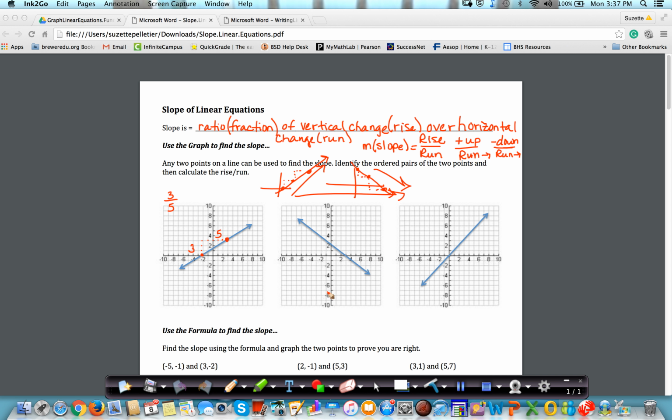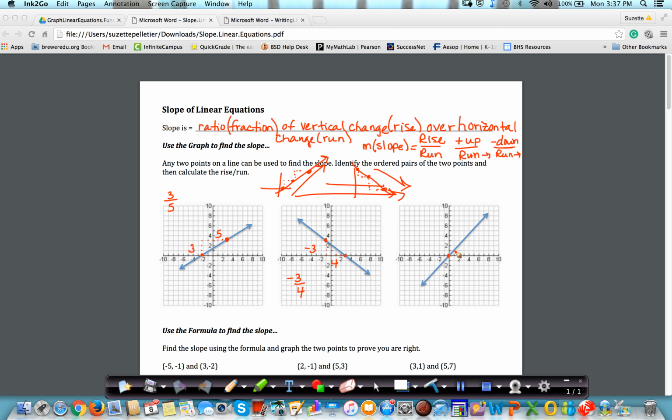Same thing here. I'm going to look for points where I think they're crossing perfectly. I'm going to choose this one, and then this one. Now this slope is going down, so it's going down 1, 2, 3. So down 3, and then over 1, 2, 3, 4. So this one has a slope of -3/4.